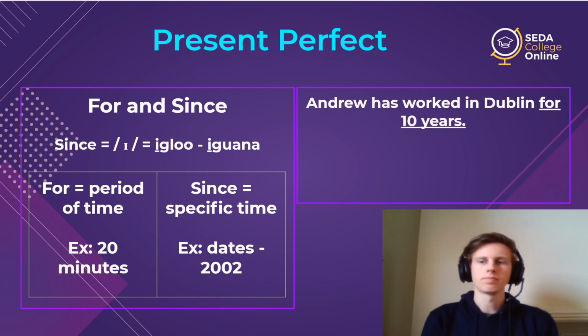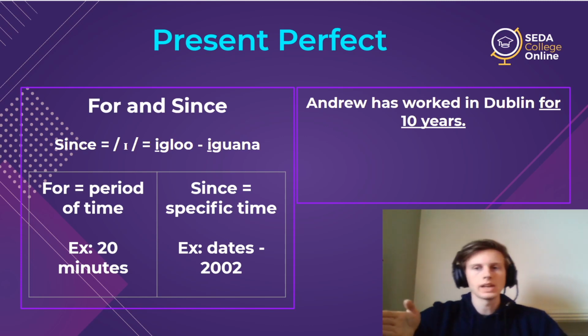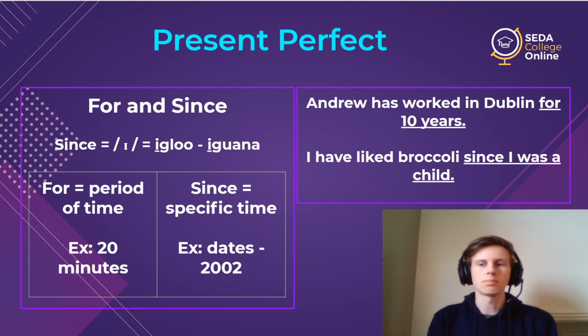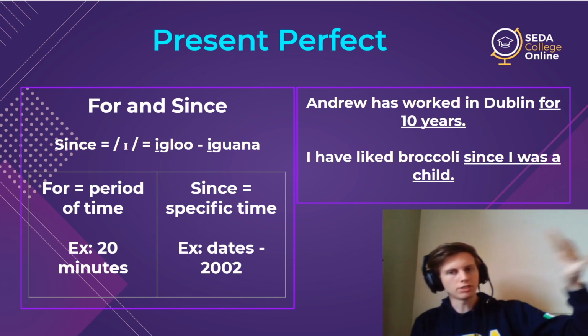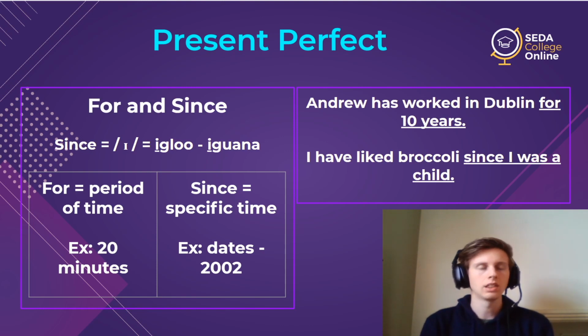So what does that look like? Something like this. Andrew has worked in Dublin for 10 years. So he arrived in Dublin in the past. He has worked here for 10 years. So we're talking about that entire period from the past when he arrived all the way to the present, and we want that amount. Or my example, I have liked broccoli since I was a child. So not always just dates, like specific days or years. It can also be specific points in the past, like since I was a child. That's one specific point in the past, my childhood. So that's true for me. I've always liked broccoli, loved it my whole life.